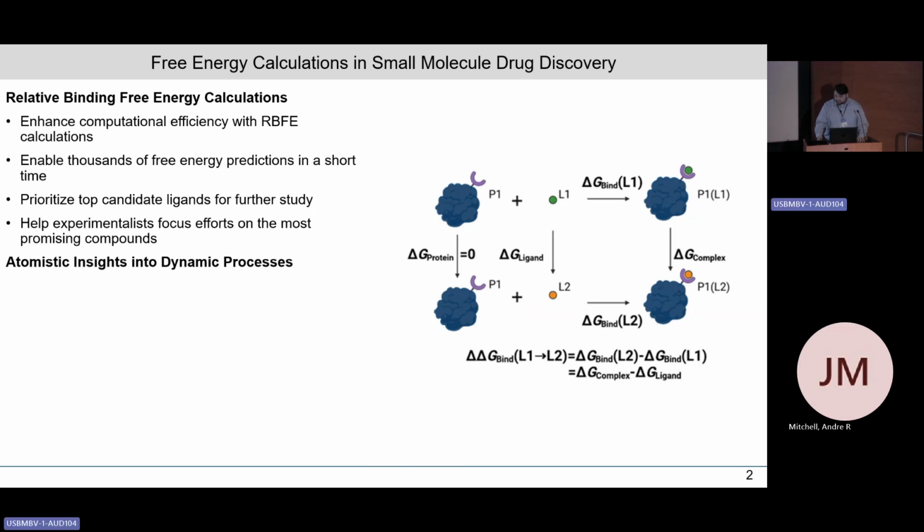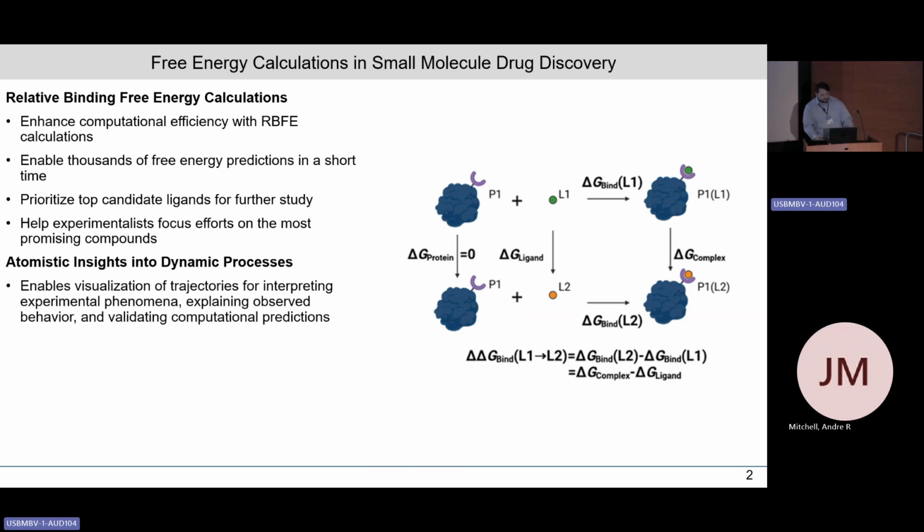Our lab is in a biochemistry department, and so we work with a lot of experimentalists, and when we give them our free energy predictions, one of the things that they always want is to look at why this is happening within these simulations. And so making sure that we have those atomistic insights into the dynamic processes really helps, and we can enable visualization of these trajectories for interpreting experimental phenomena and explaining observed behaviors and validating those computational predictions.